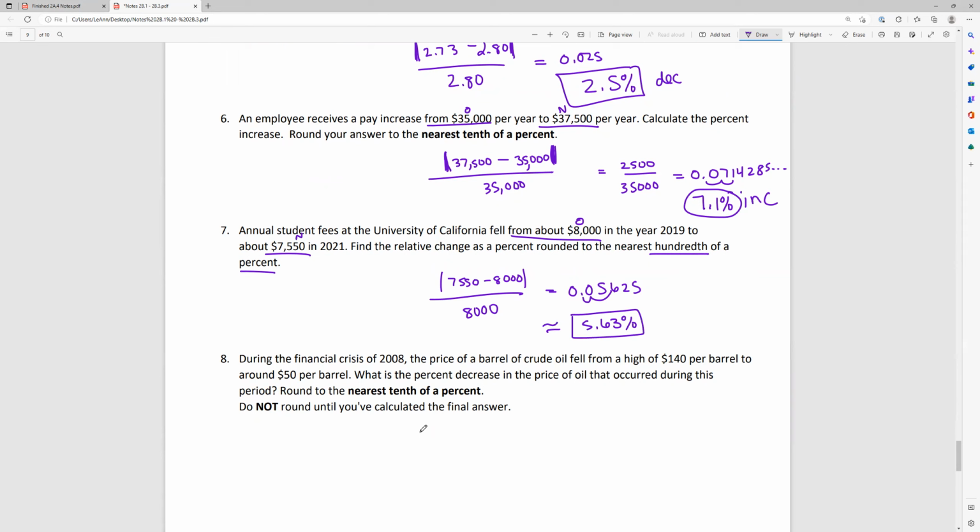For number 8, during the financial crisis of 2008, the price of a barrel of crude oil fell from a high of 140, so that's our old, to around 50, so that's our new value. What is the percent decrease? And round to the nearest 1/10 of a percent. So 50 is the new minus the old of 140 divided by 140. I'm not really rounding yet. I just don't have the ability to write a non-repeating decimal forever. So just putting dots. We need to change it to a percent and then round to the nearest 1/10. So it's going to be a 64.3% decrease in the price of that crude oil.